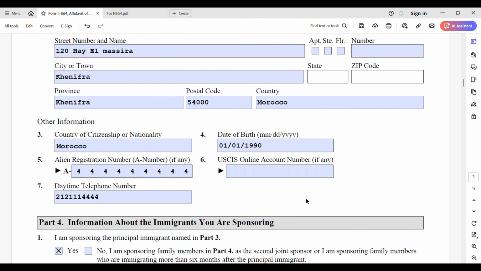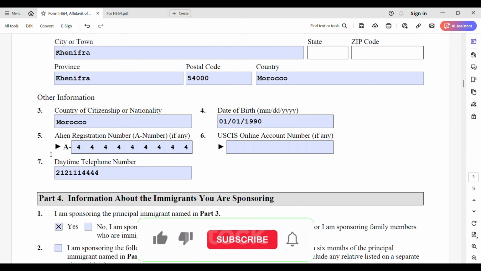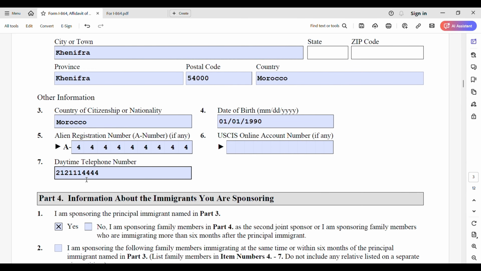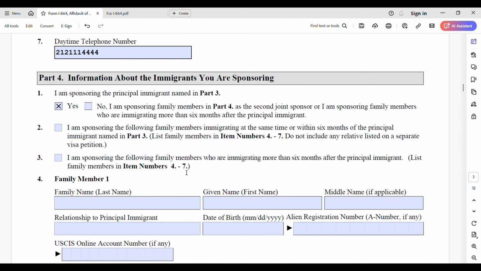Here, it is a little bit confusing. This USCIS online account number, she does not have one. The one I showed you is for a petitioner or sponsor. Question number 7 is daytime telephone number. This is a Moroccan telephone number, 222-111-4444. Now, let's go to part 4, which is information about the immigrant you are sponsoring.